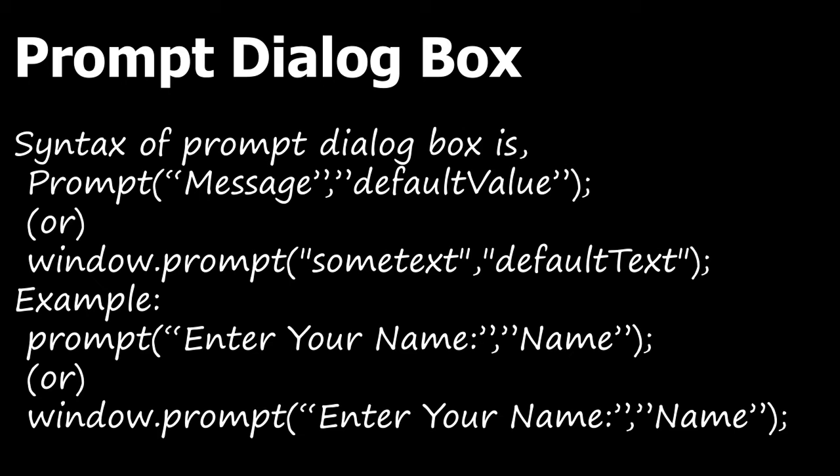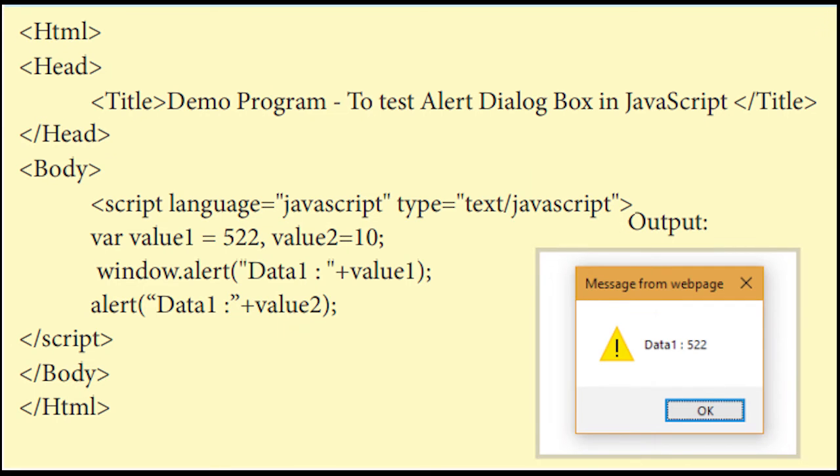Okay, here first let's see the example for alert dialog box. In alert dialog box we know the head tag, right? Inside the body tag, the first line is to insert the JavaScript. Next, variable value 1 is equal to 522, value 2 is equal to 10. After that, you see window.alert, inside the bracket, inside double quotes, we have data 1, right?